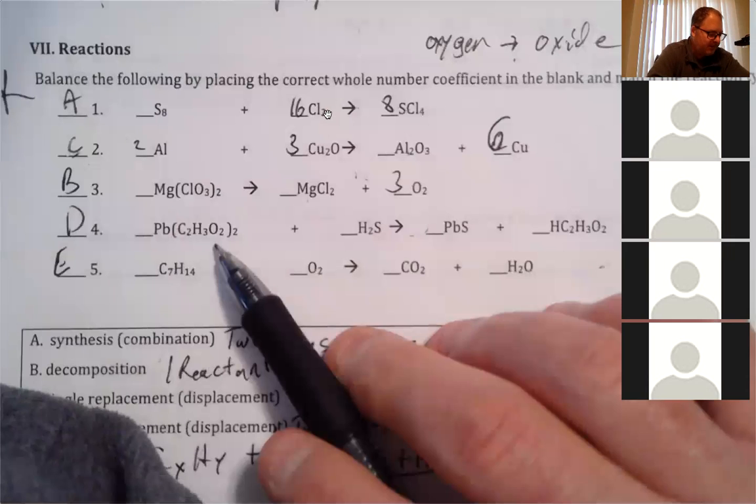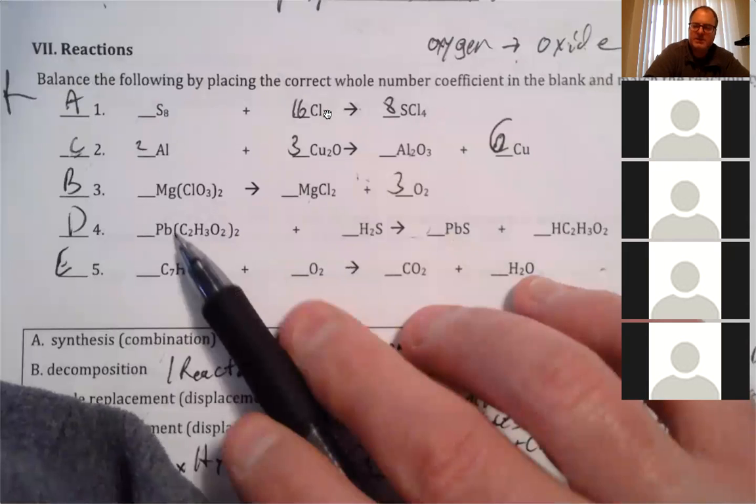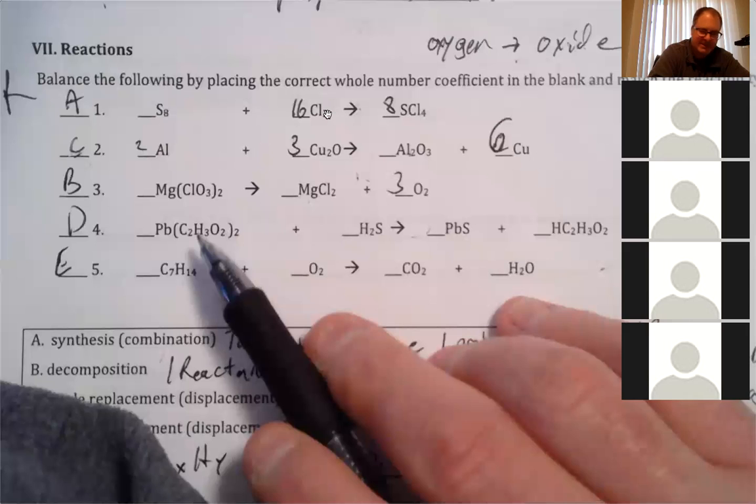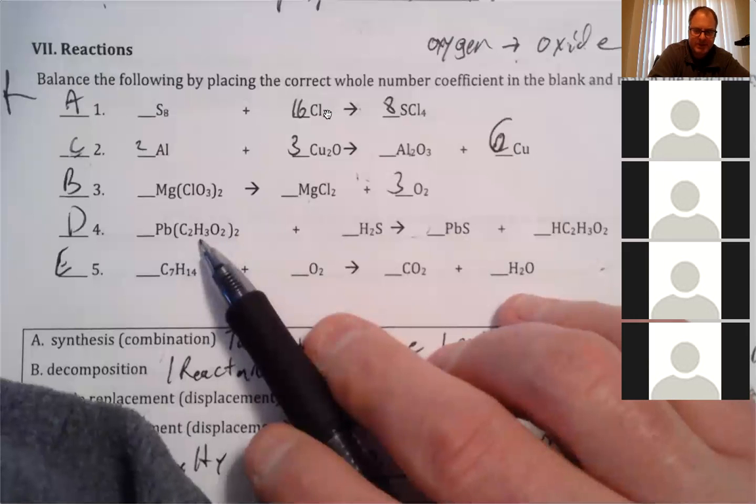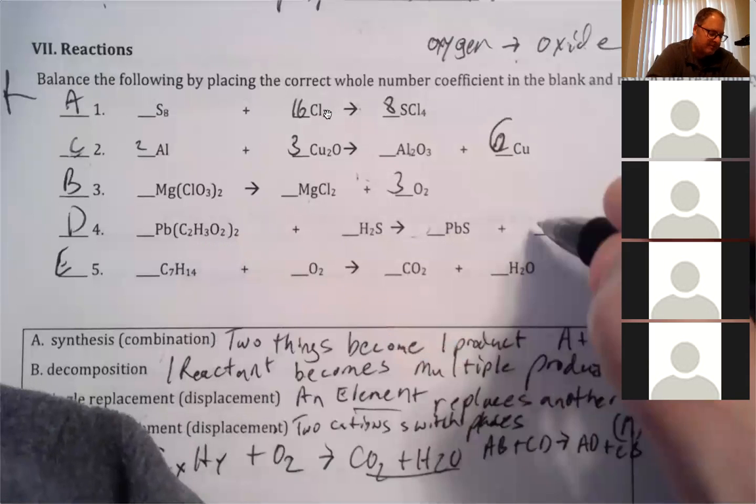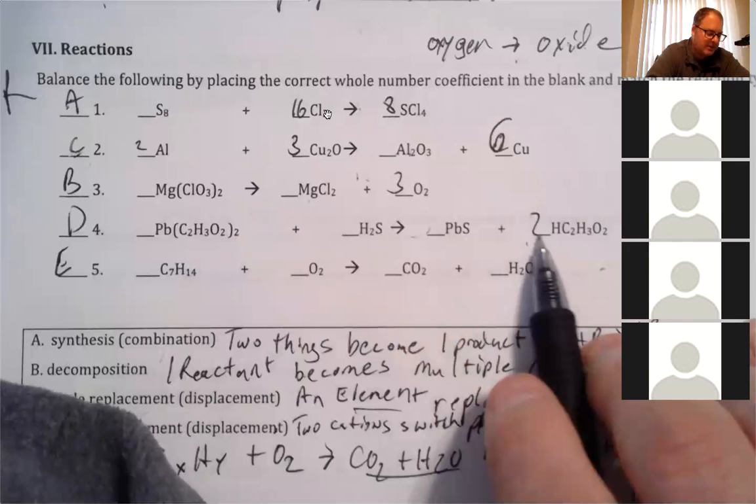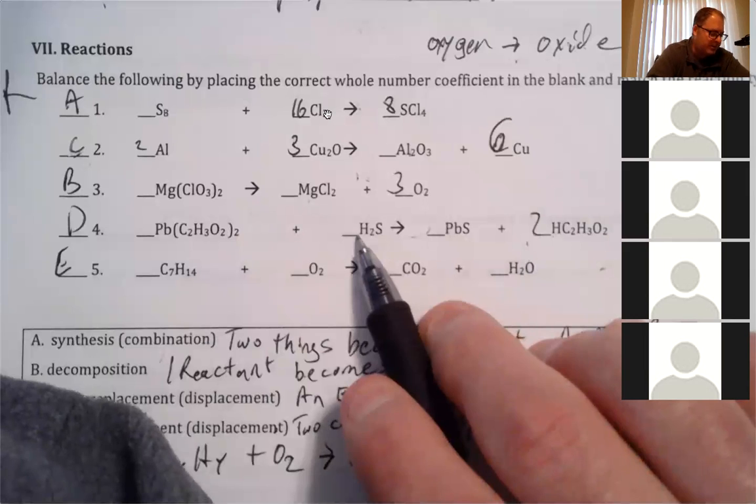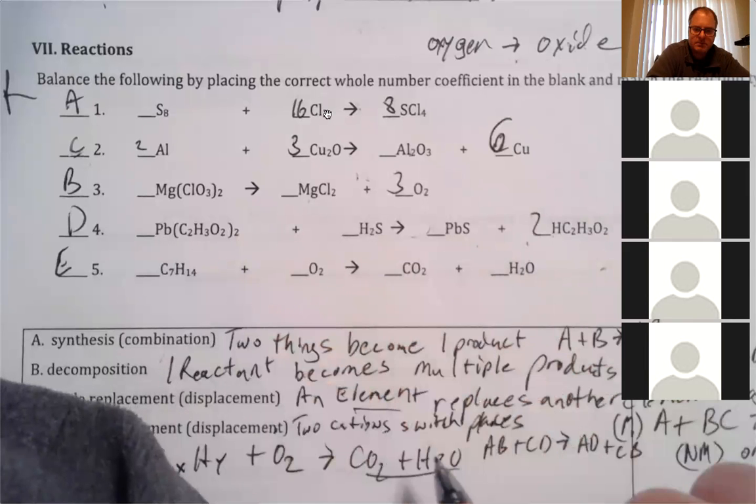Down here, if this thing in parentheses is on the other side as well, we can keep this as a whole thing. So we have 2 acetates, that's C2H3O2. So I can put a 2 here. That 2H right here is canceled by these 2 H's right here. 1 Pb, 1 Pb, 1 S, 1 S.